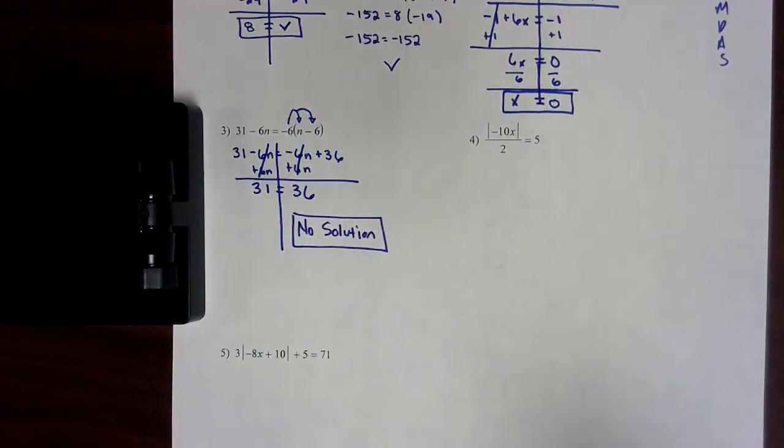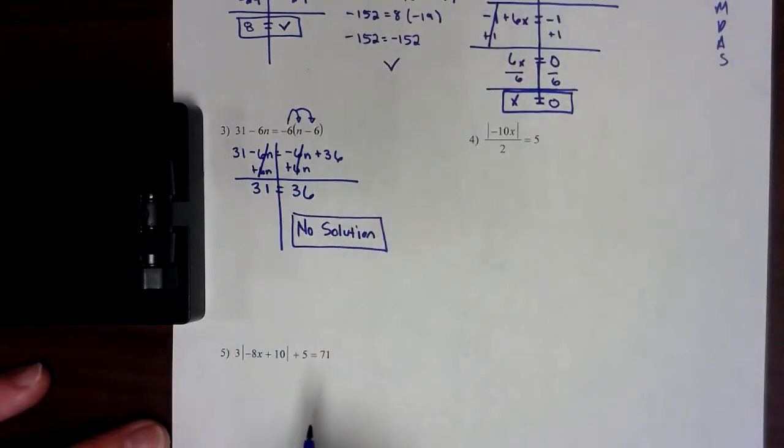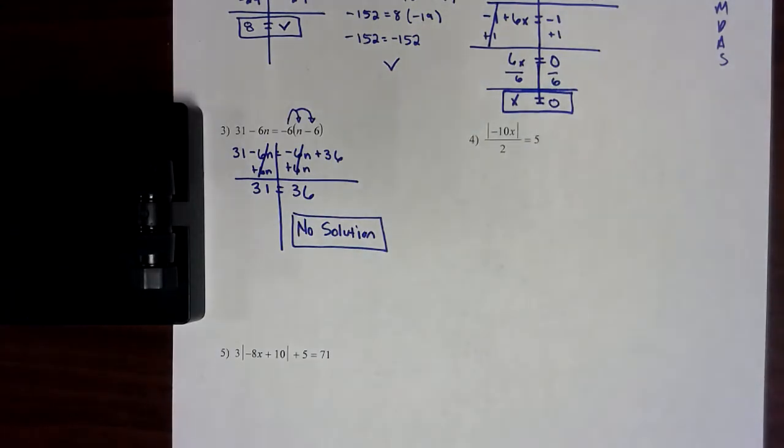Had we gotten something like 36 equals 36 or 0 equals 0, that is a true statement, which would lead us to conclude that it is infinite solutions or all solutions. All right, that concludes just the multi-step linear equations.